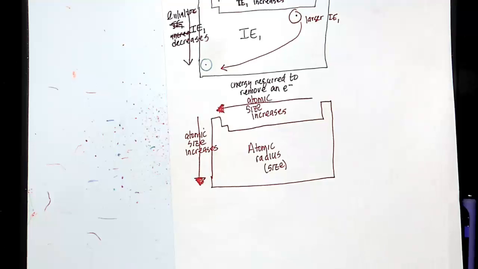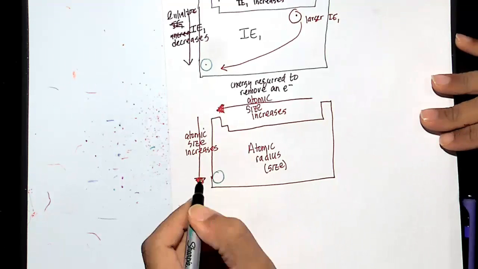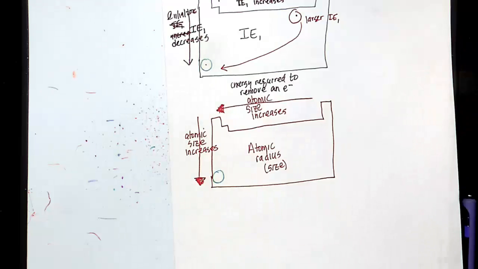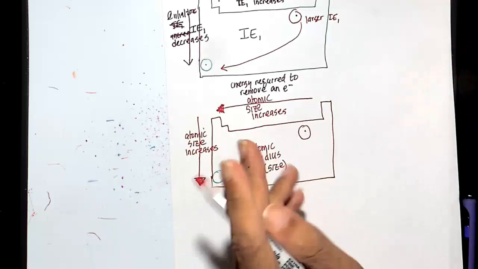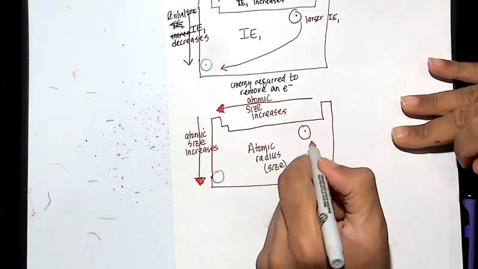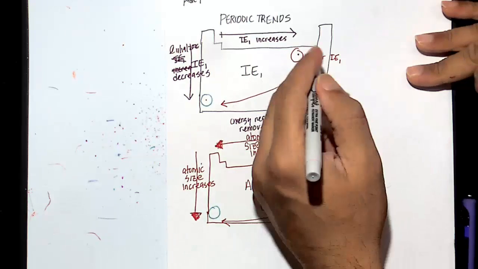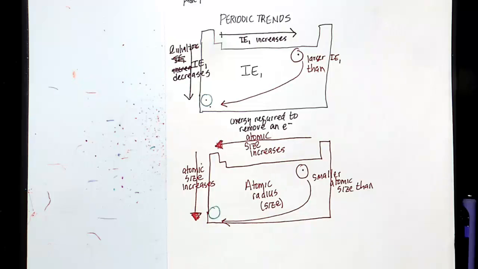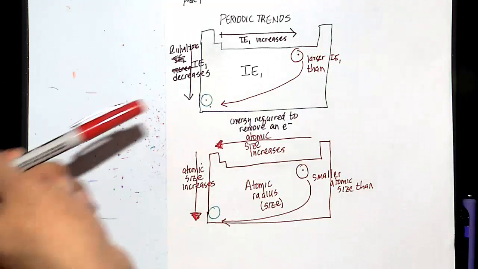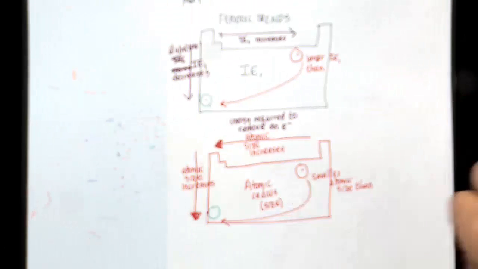So again, some element over here versus an element over here, this one would be smaller in terms of size. In terms of ionization energy, this one would have a larger ionization energy. That's how they are organized in the periodic table. There's definitely a trend across a period and down a group. There are certain trends that we can get from the periodic table.